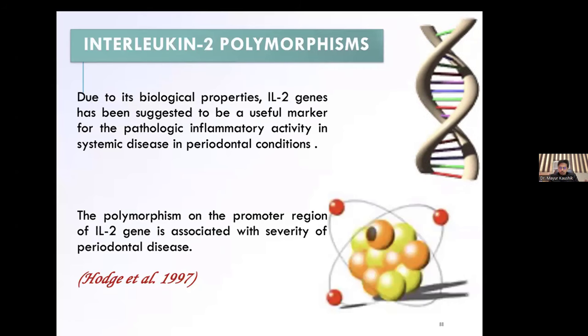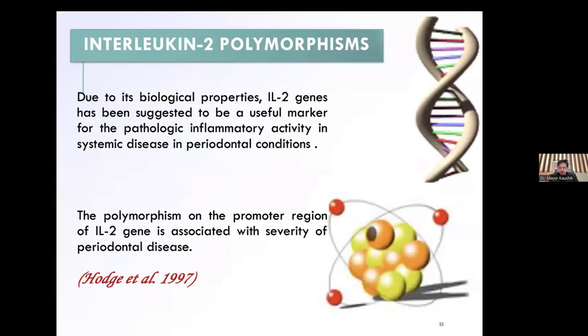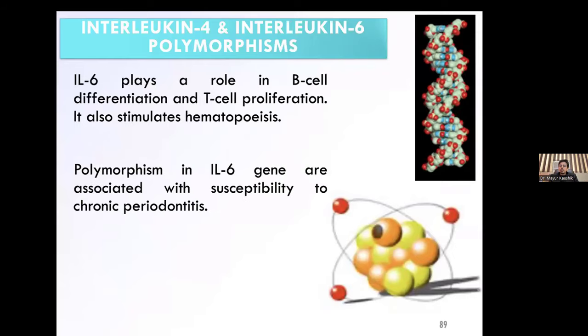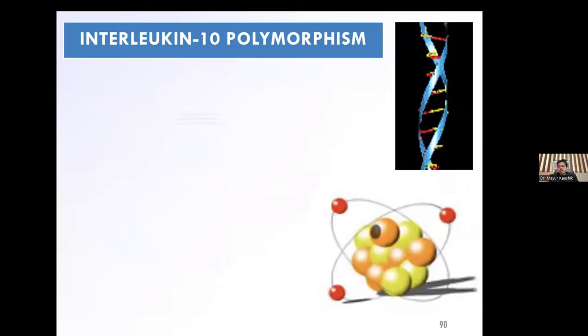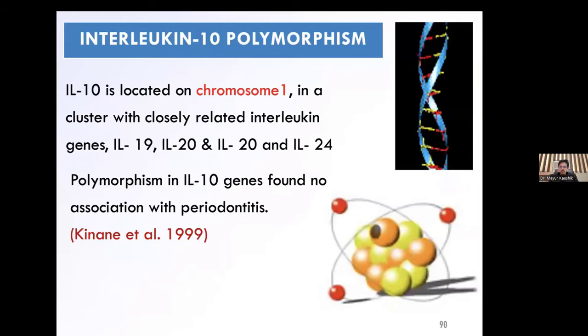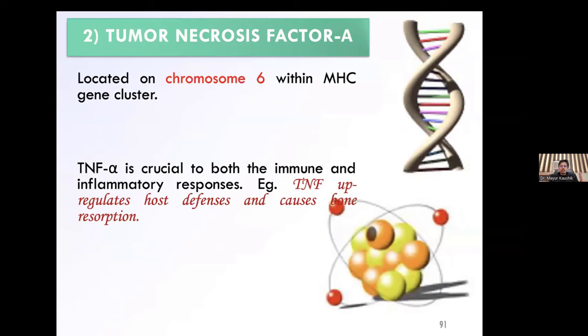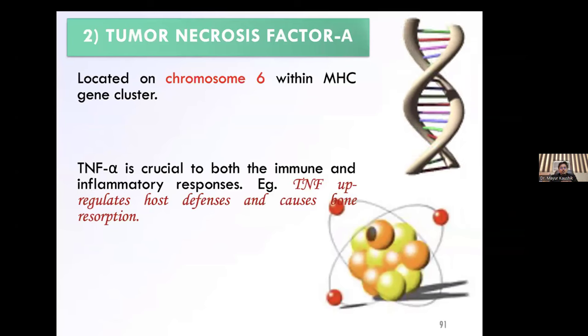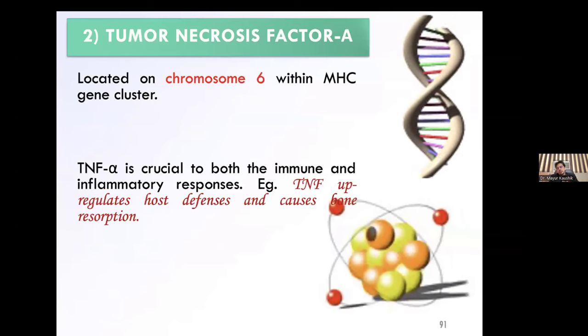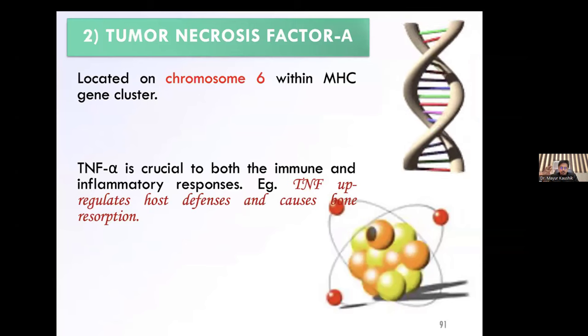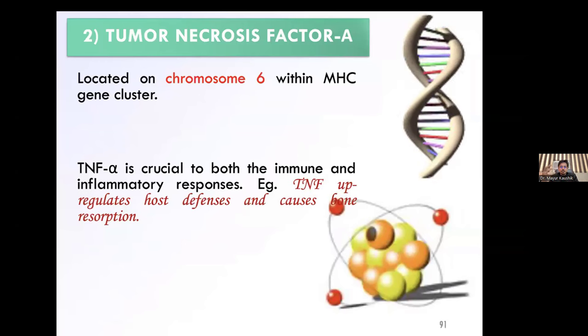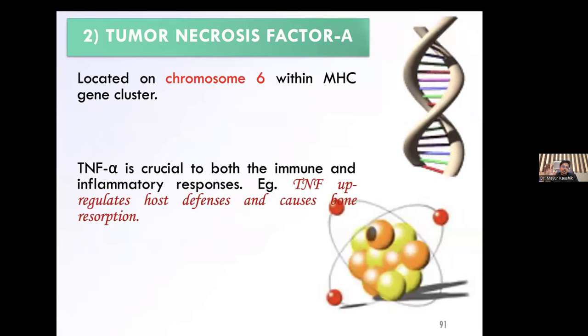We have interleukin 2 polymorphisms. Not much has been found with regard to these polymorphisms. Interleukin 4 and 6 also are not associated with periodontal disease. Interleukin 10 also. A lot of studies have been done, but what I said was, if you want to elaborate in your answers, please elaborate on interleukin 1. The second thing which you are supposed to elaborate is TNF alpha, tumor necrosis factor alpha, a very, very important inflammatory mediator, which if produced in surplus quantity, causes more destruction.